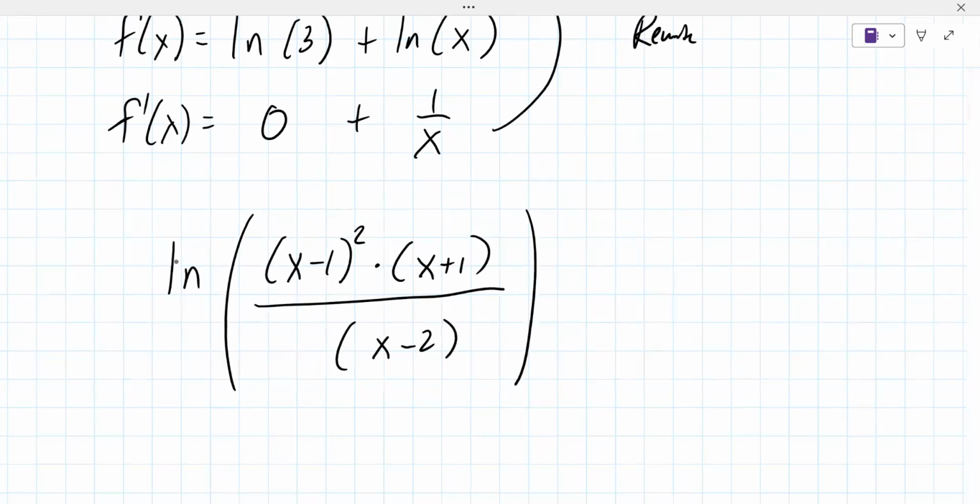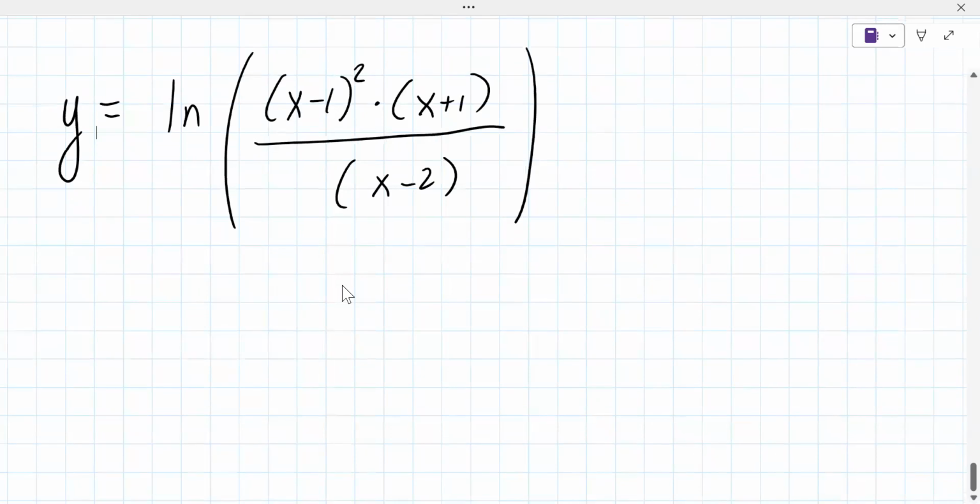If you were asked to take the derivative of this, it's 1 over the inside function times the derivative of the inside function, which is the quotient rule, which is awful, right? And this is where I thought they were going.